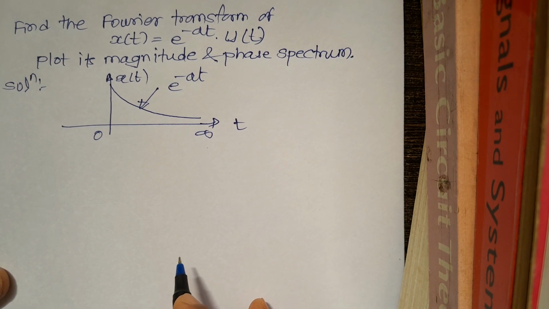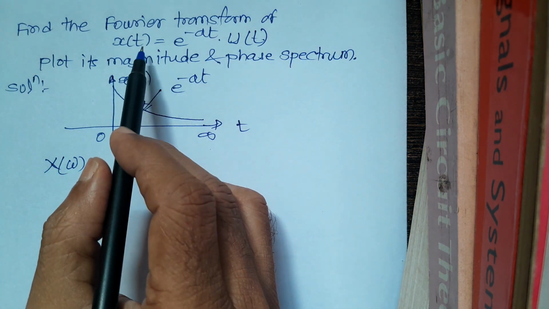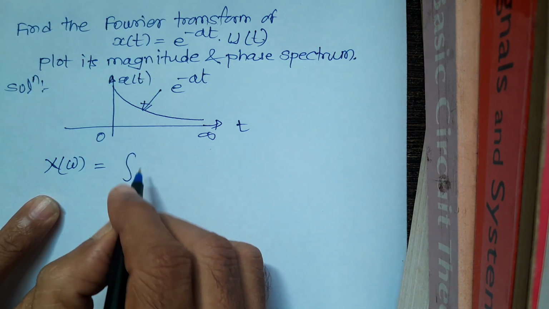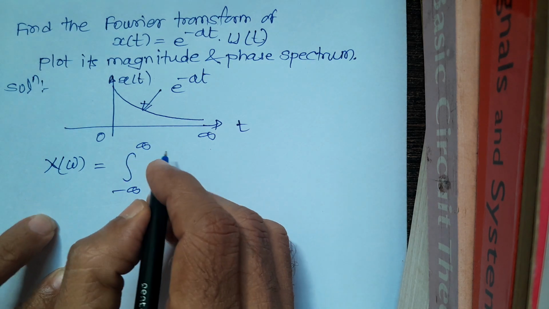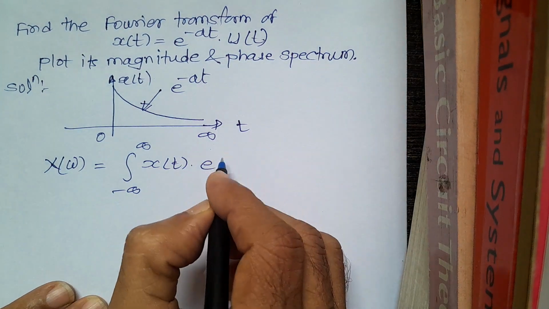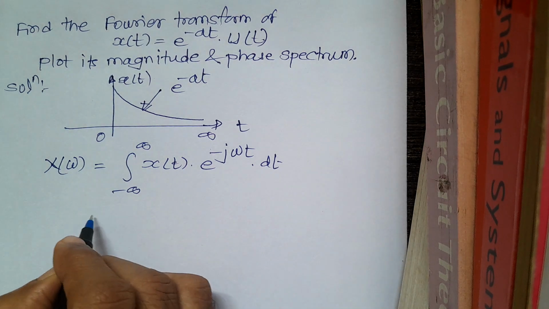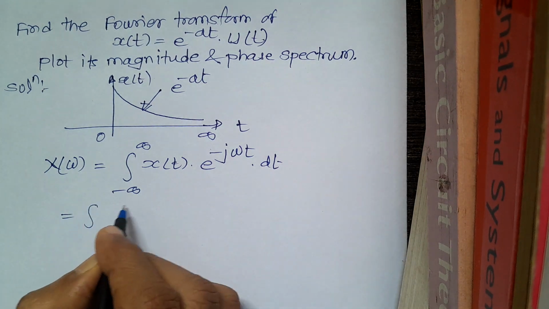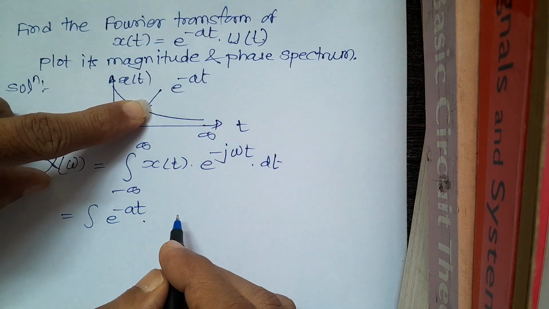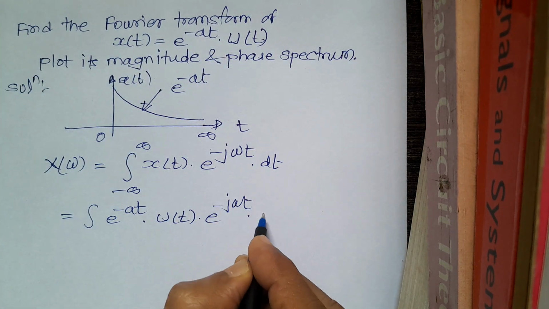The transform is used to transform the function in the time domain into the frequency domain. Therefore X(omega) is equal to the integral from minus infinity to infinity of x(t) e^(-j omega t) dt. Okay, so we have the function x(t) = e^(-at) u(t), into e^(-j omega t) dt.